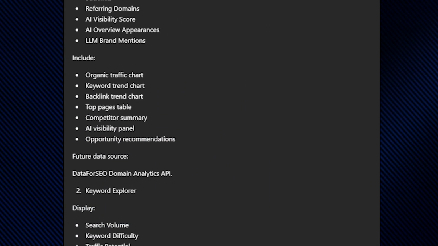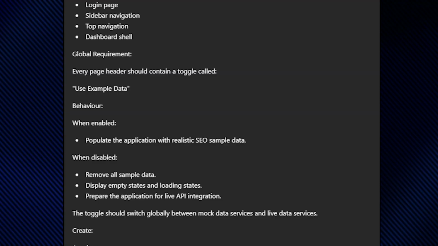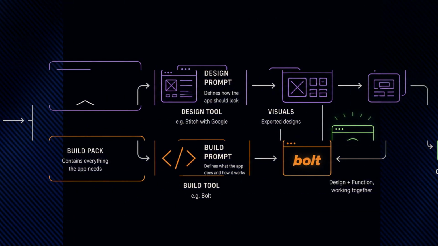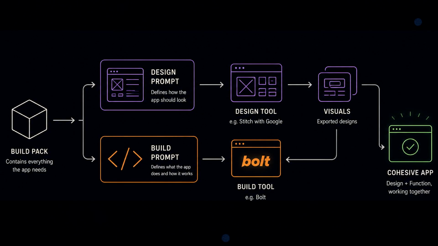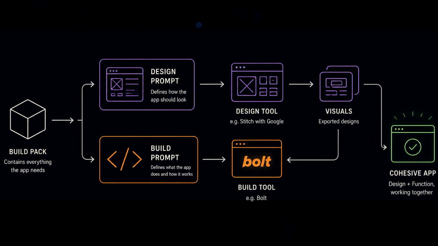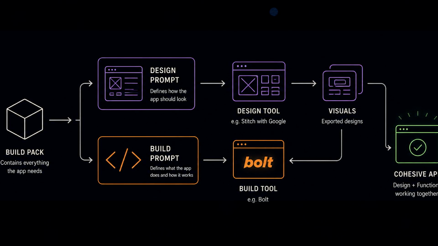Then here's the build prompt. That's where we describe what the application actually needs to do, what features it needs, what data it needs, and how it should be structured. The reason why I want both of these created together is because the design and the build need to come from the same thinking. So even if we end up using two separate tools for each part, I don't want the design going off in one direction and the build going off in another.